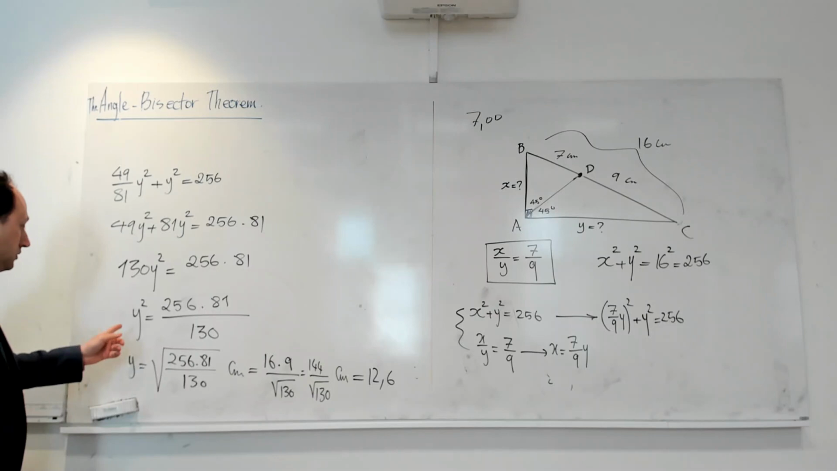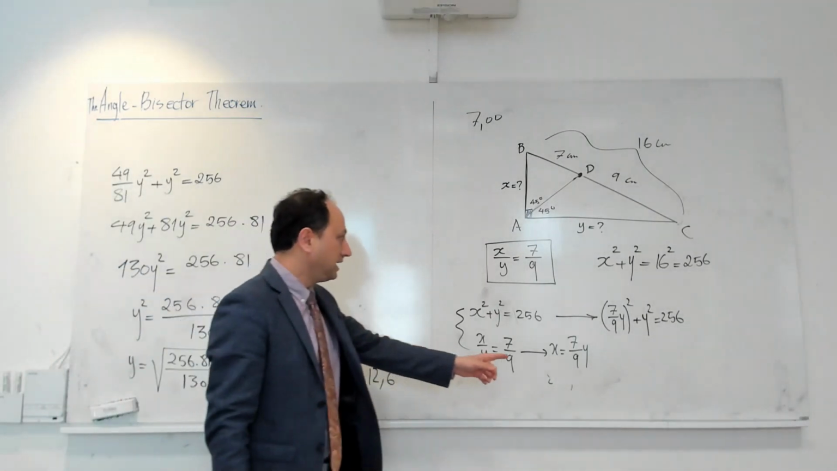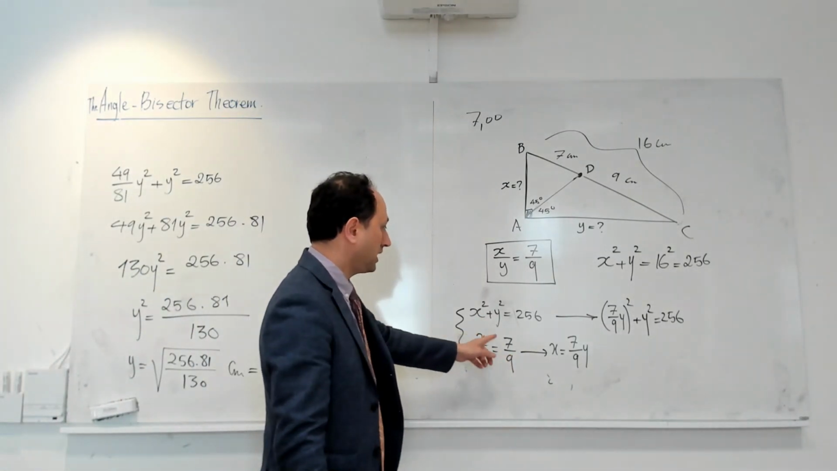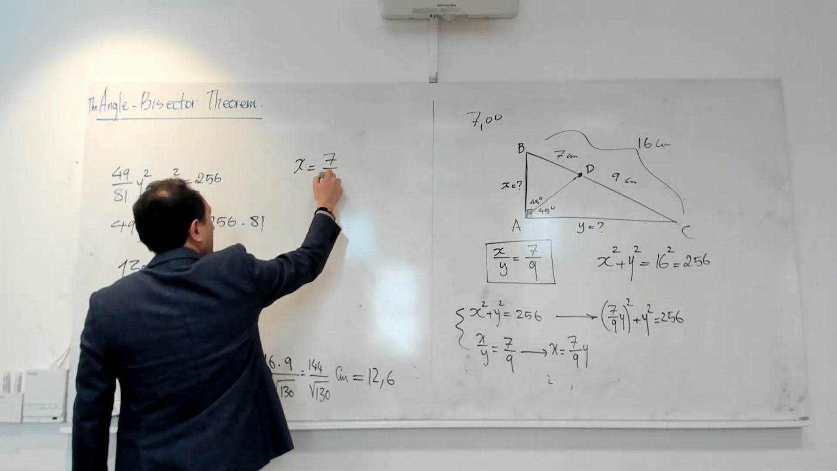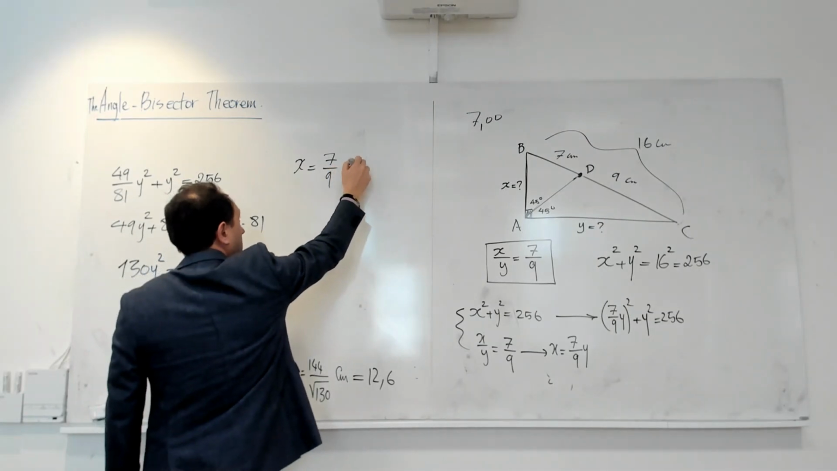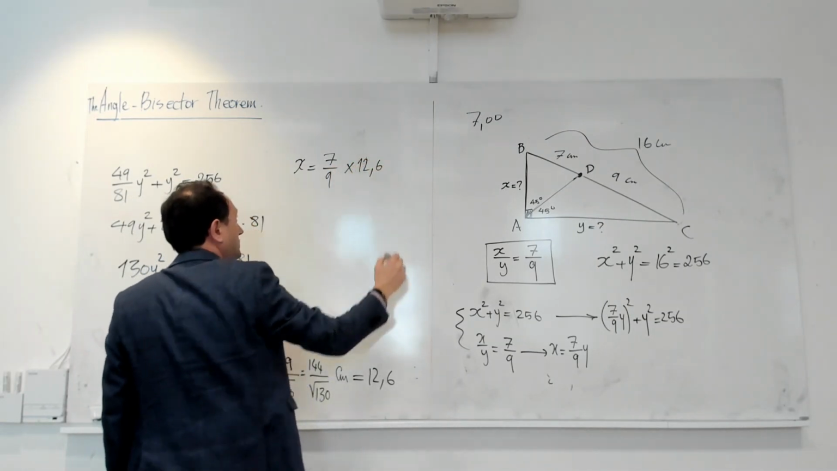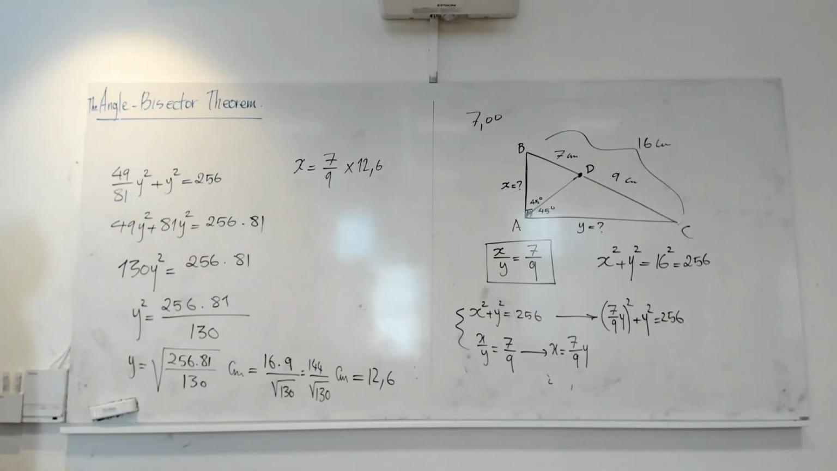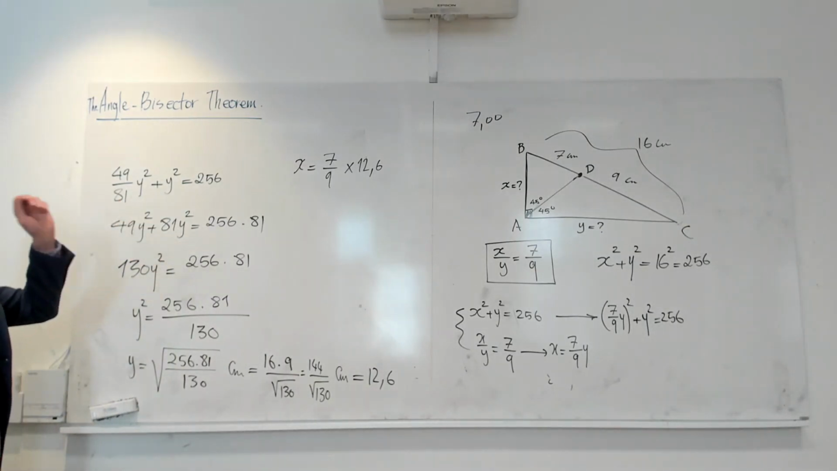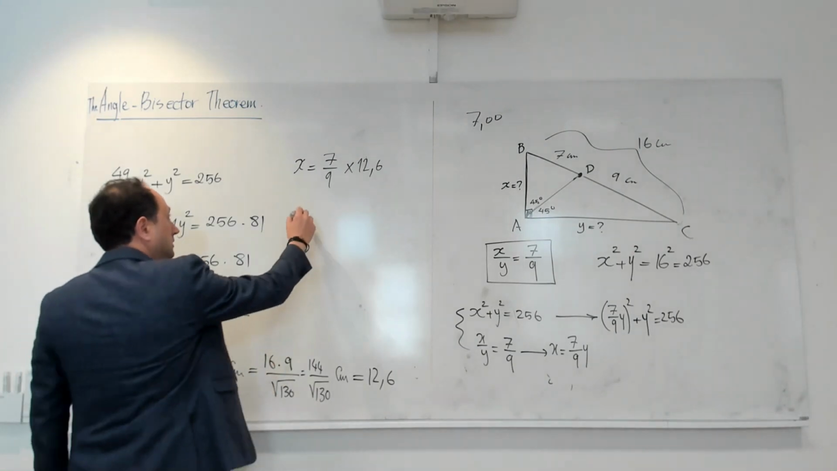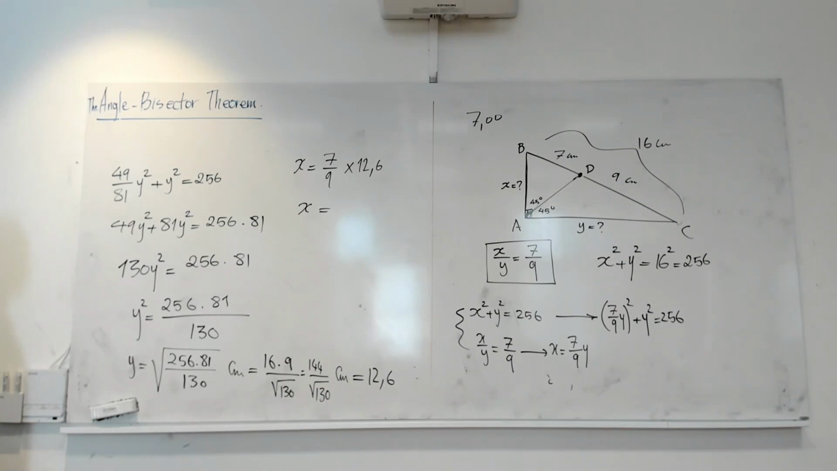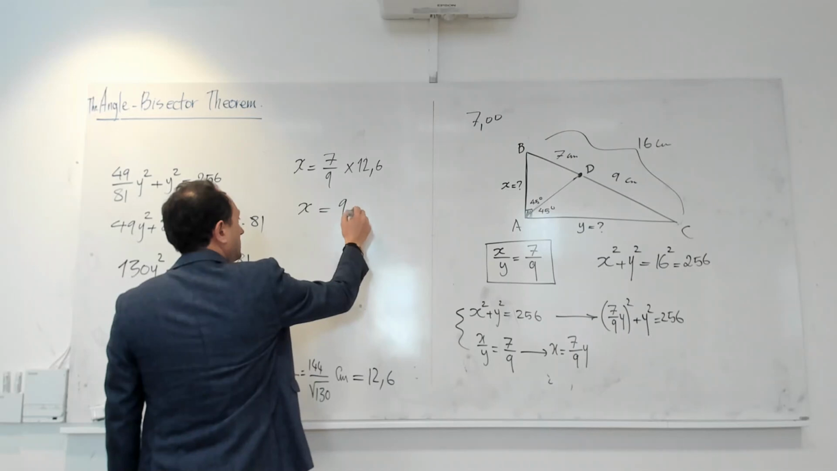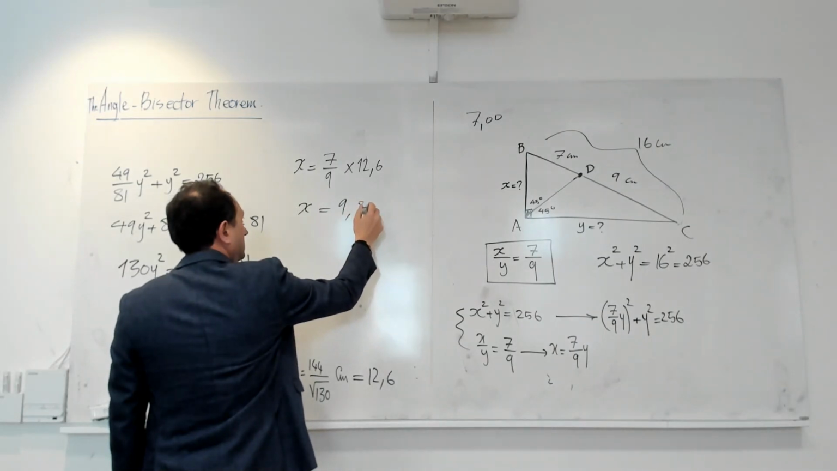And anyway, when you found this one, I put it back here. I think it would be harder if I put it back in the other equation. I put it here, and I will find x. So x becomes 7 over 9, and please also do that for me, thank you, times this one, 12.6. What happens here? You have to multiply by 7 and divide by 9. What is that? 9.8. What is the next one?